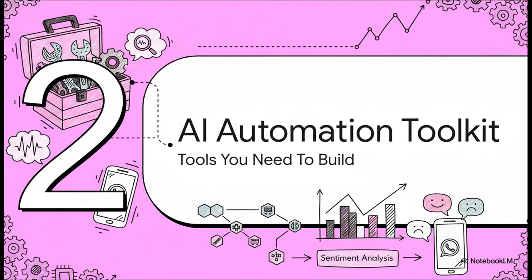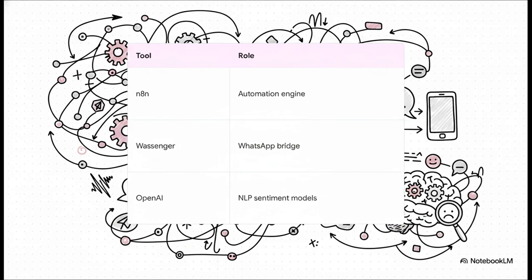Moving on to Section 2, your AI automation toolkit. Okay, here's your mental checklist. To make this happen, you basically need access to 3 main platforms. First up is n8n. This is your automation engine. Think of it as the conductor that orchestrates the entire workflow right there on its canvas. Second is Wassinger. This acts as the API bridge connecting your actual WhatsApp number over to the automation system.